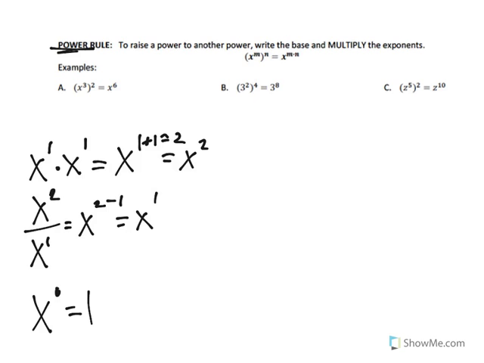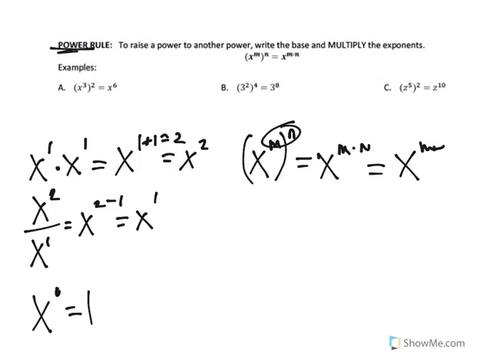And this one says, if we raise a power to another power, we write the base and multiply the exponents. So let's say you have this number here, x to the m, and this whole part in the parentheses is raised to the n power. We just multiply the m and the n here. And we will get the new exponent.